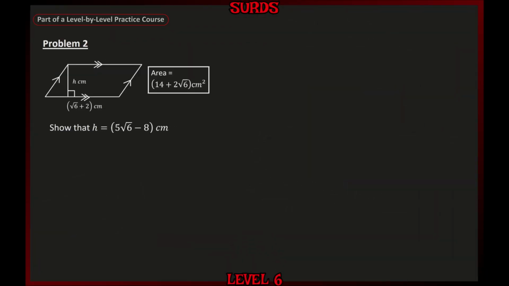In problem 2, we're given a parallelogram with a base of root 6 plus 2 and a perpendicular height of h. We're told that the area is 14 plus 2 root 6 centimeters squared, and we need to show that the height is 5 root 6 minus 8 centimeters. So to start, we first need to know what the area of a parallelogram is. And the area of a parallelogram is equal to the base multiplied by the perpendicular height, which I'm just going to call the height here.